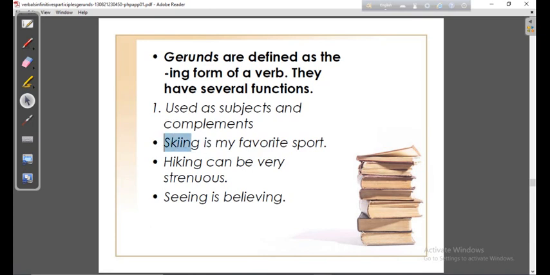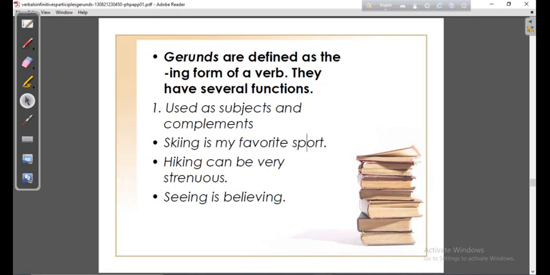But actually, look, ski. Okay, it has taken ing. So it is a verb form and it has taken ing, skiing. But here it is working like a noun because it is a subject, and a subject must be a noun. So skiing is my favorite sport. So here skiing is a gerund and it is used here as a subject to the verb. Okay, again, sport is the noun here. Skiing is my favorite sport.